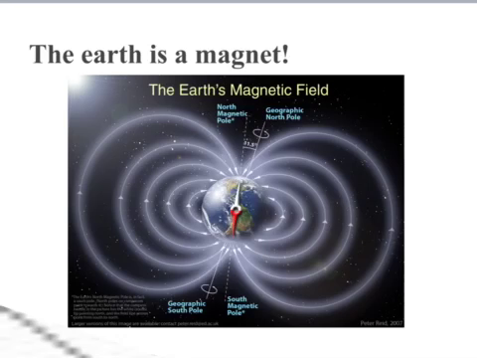Also, the Earth is one big, huge magnet. The center of the Earth is made of iron, and that is part of the reason that it has a magnetic field. And so what happens is the magnetic field looks like this.